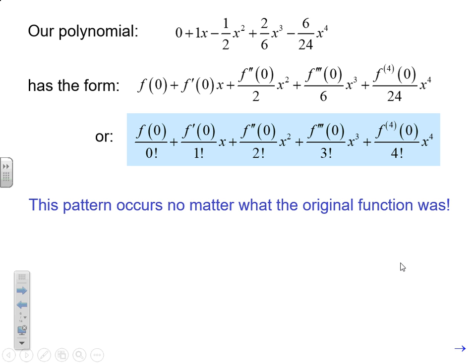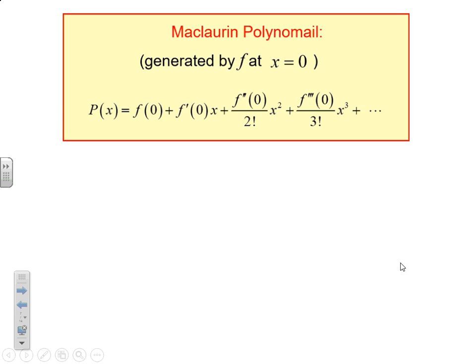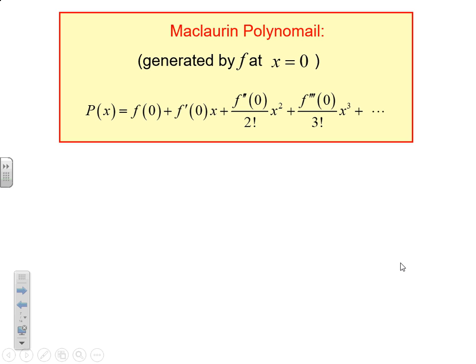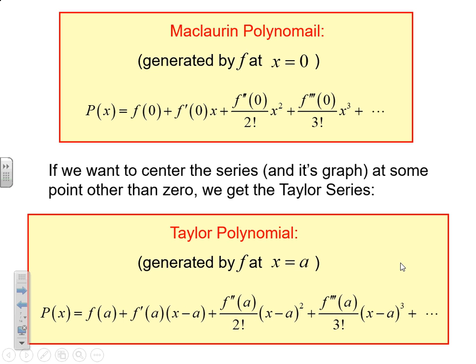So we are going to talk about Taylor polynomials. There's also such a thing called a Maclaurin polynomial, which is a special type of Taylor polynomial. Here is a Maclaurin polynomial. Maclaurin is the specific type when we generate around x equals 0. Taylor is when we are centered around a different value.